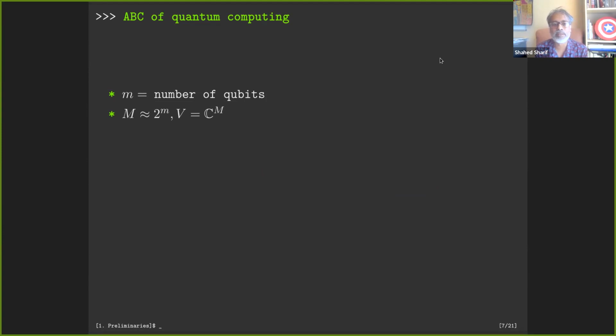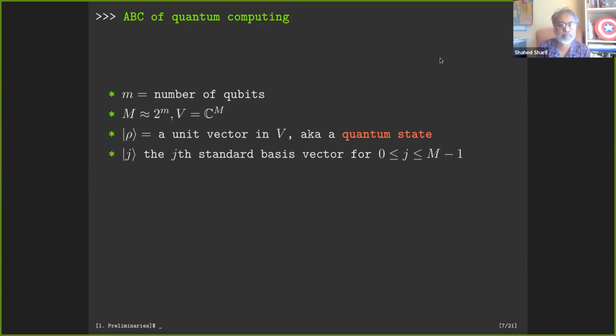And I'm going to let V be the capital M dimensional complex vector space with the usual Hermitian inner product. Then I'll write, using the physicist notation, this ket notation, ket rho to denote a unit vector in our vector space, and I'll call that a quantum state. So whenever you see this ket notation, this vertical line and this angle bracket, that will always mean a unit vector and always denotes a quantum state. If I put an integer between 0 and the dimension minus 1 inside this ket, that means it's the corresponding standard basis vector.